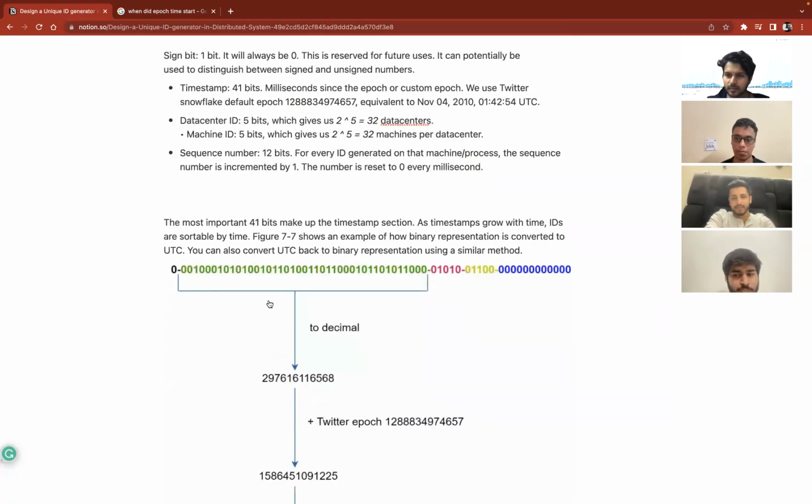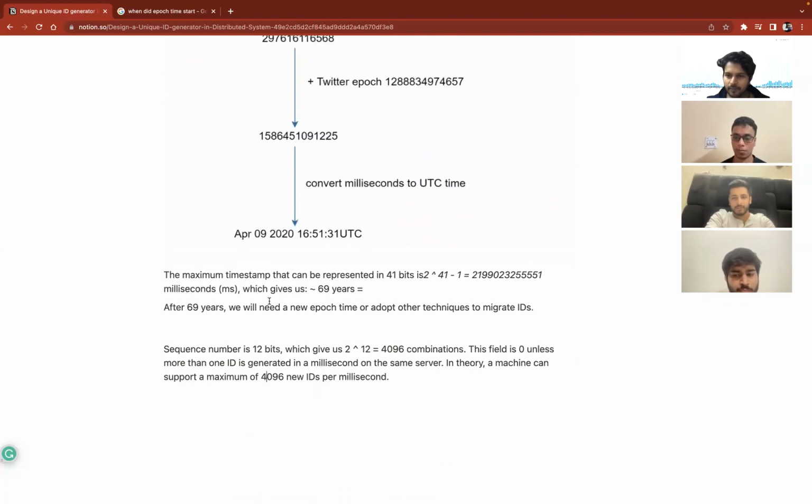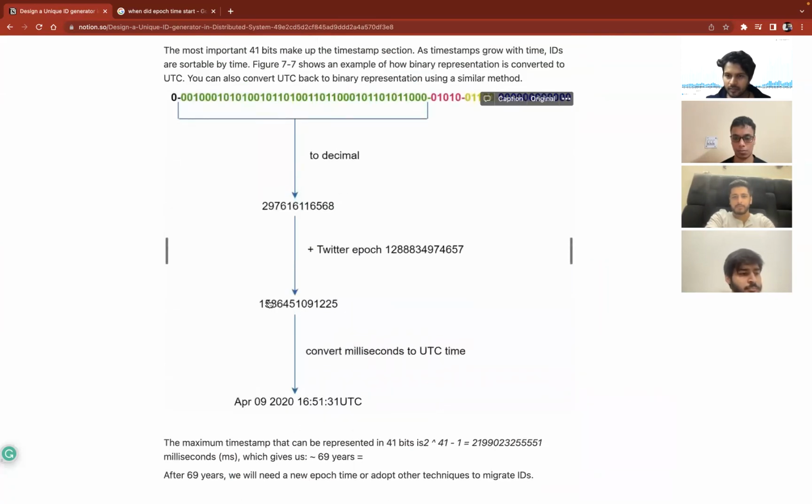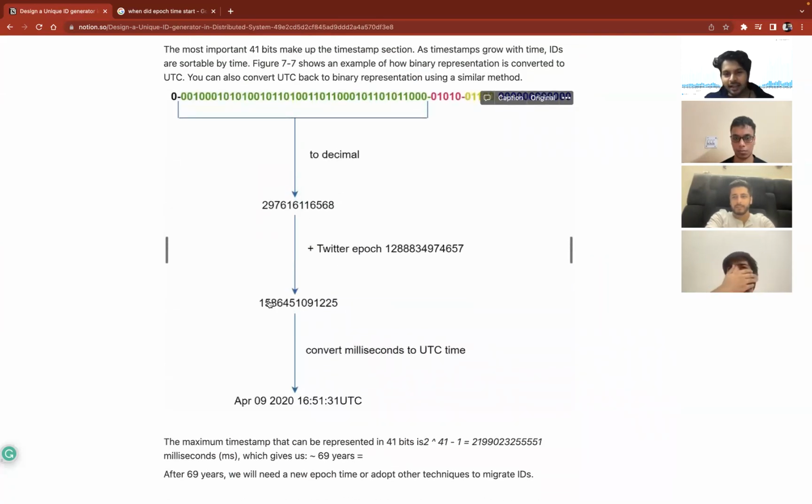Sorry, doesn't this have a security issue? I mean, if the IDs are kind of incremental, then I know the epoch time, so I can just put in the epoch time, put a random machine and get some.